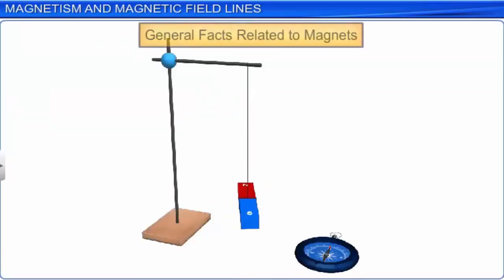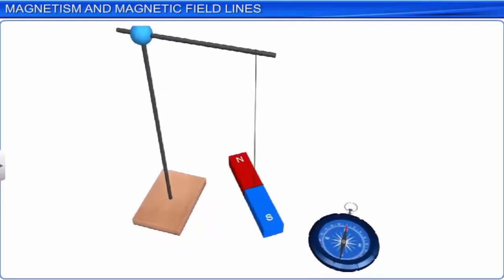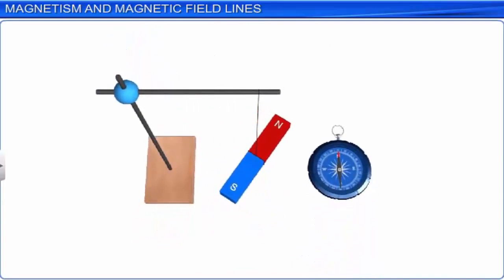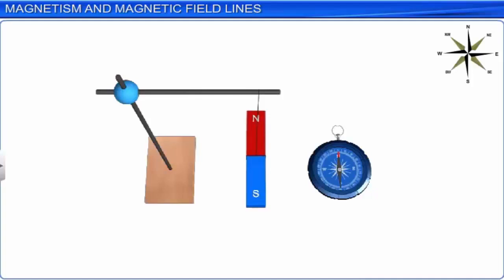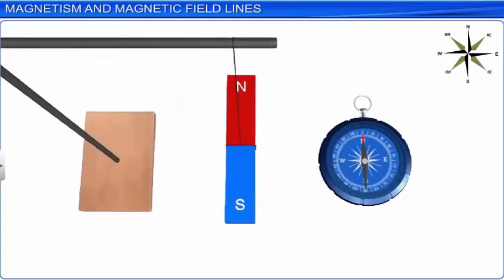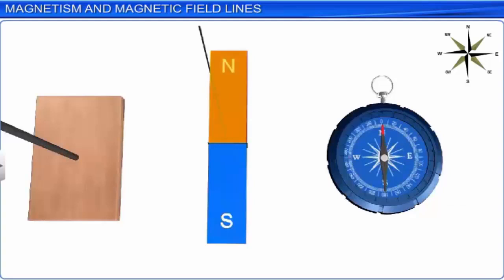Let us start with some general facts related to magnets. A freely suspended bar magnet oscillates for some time and then comes to rest along the magnetic meridian in the direction of geographic north and south. One end of the magnet points to the geographic north pole, called the north-seeking pole or north pole of the magnet, and the other end points to the geographic south pole, called the south-seeking pole or south pole of the magnet.